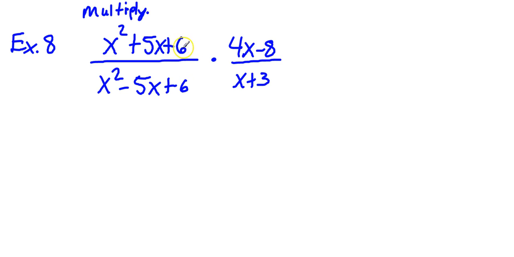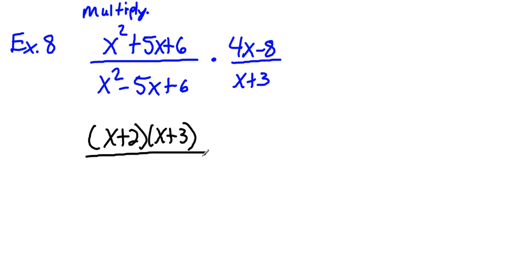You're looking for the factors of 6 to get you to 5. And again, they're all positive, so if you factor that one off, the factors of 6 that would get you 5 would be 2 and 3. Now, 4x minus 8, you can divide them both by 4. So divide both of them by 4 and make it 4 times x minus 2. Nothing you can do with the x plus 3.